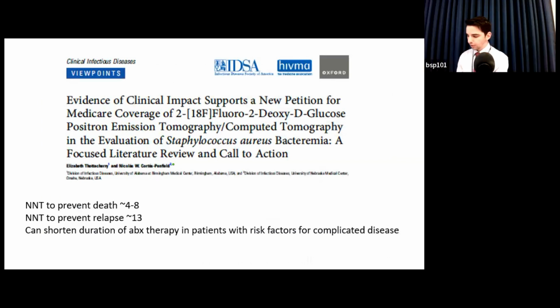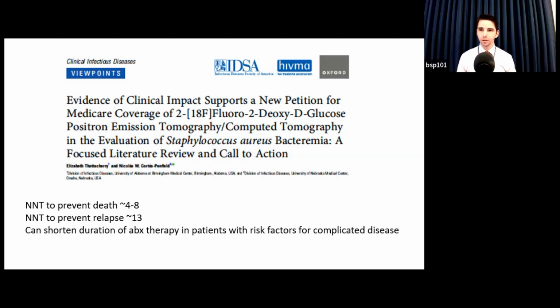So we all know that PET-CTs are expensive. There is also a group of people who are trying to get PET-CT more accepted for Staph aureus bacteremia. And this is a recent article in Clinical Infectious Diseases that came out this year. But they purport that the number needed to test to reduce or to prevent death with a PET-CT in Staph aureus bacteremia is around 4 to 8. And number needed to prevent relapse is around 13.